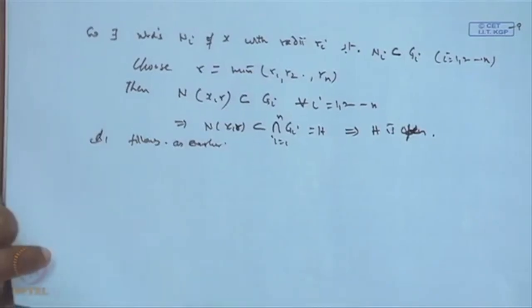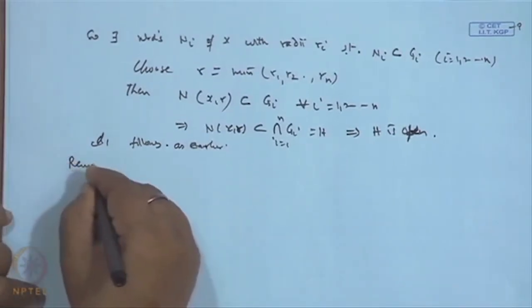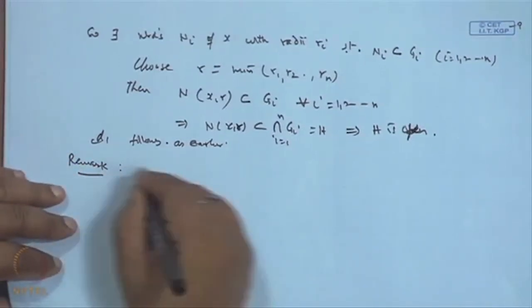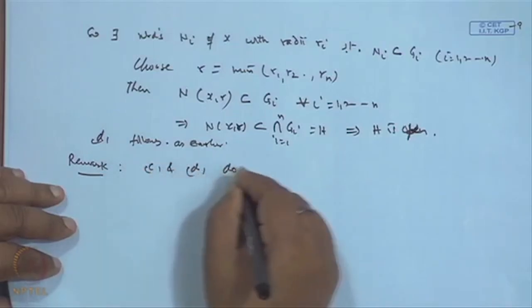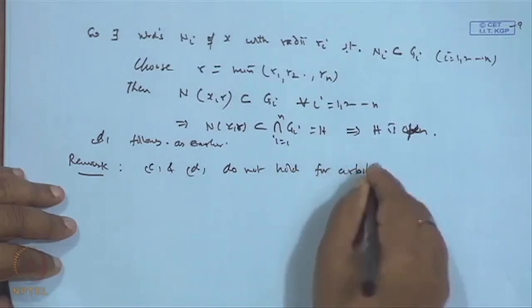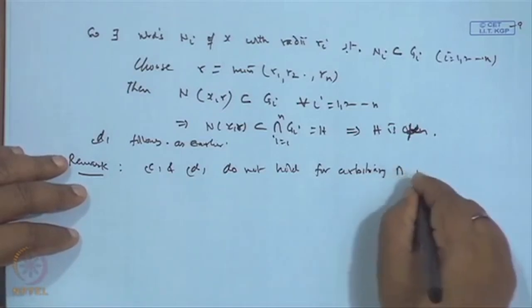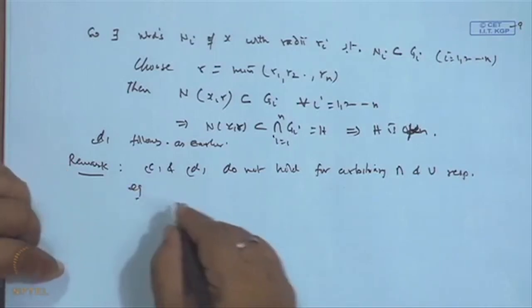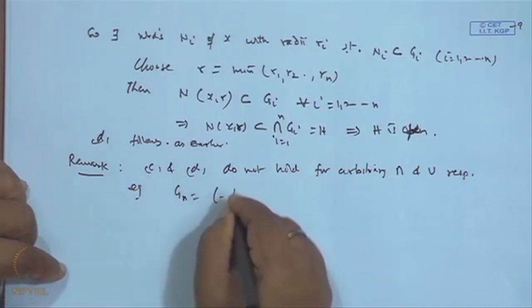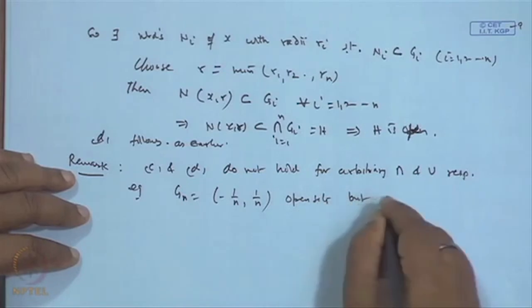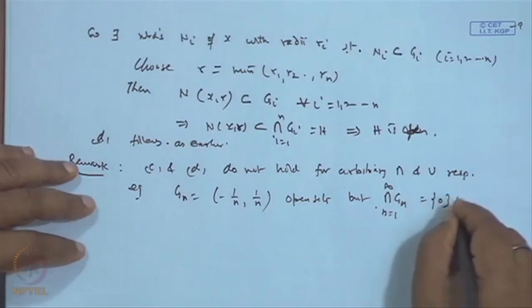Now, let us take the case when there are infinite intersections. So, C and D do not hold for arbitrary intersection and union respectively. The examples are: suppose I take Gn as the interval (-1/n, 1/n); then these are all open sets. But the intersection of Gn, n from 1 to infinity, is the singleton set {0}, which is closed.